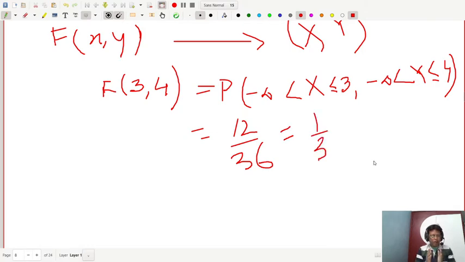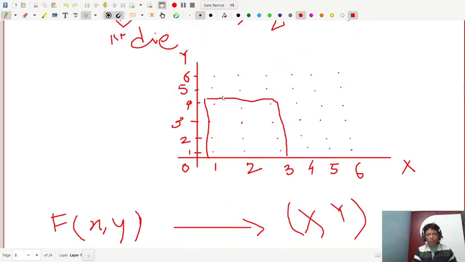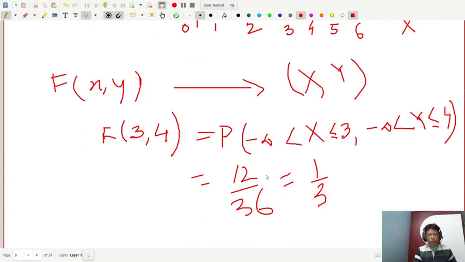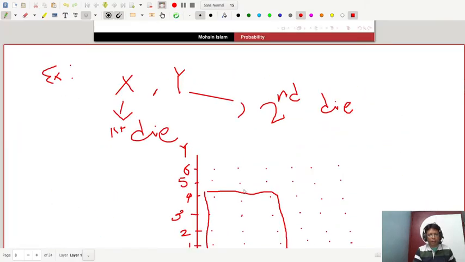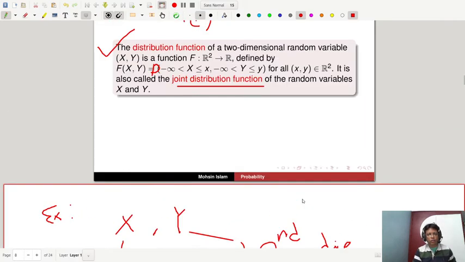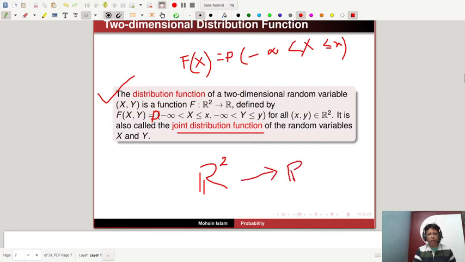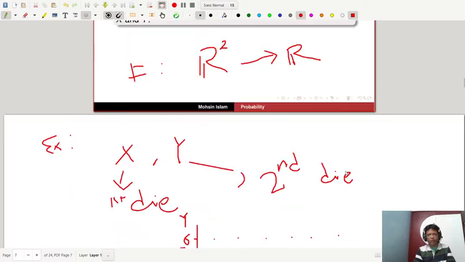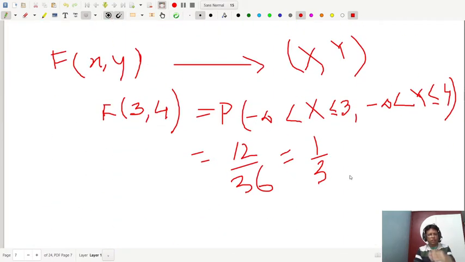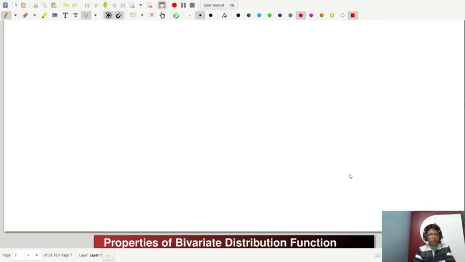So it gives you 12 outcomes shown in the rectangular block, and it gives you the probability. So it's a mapping from R2 to R, from 2 dimensions to 1 dimension, right? The joint distribution function is a mapping from R2 to R. That is how the concept works. So this is a beautiful example, and with this example you can find different examples also.